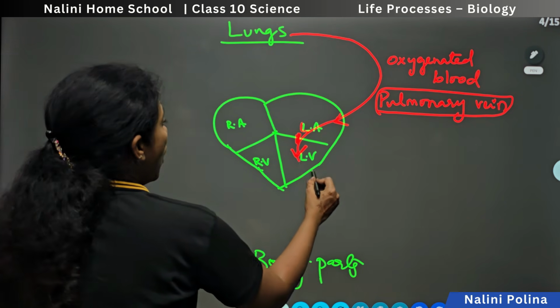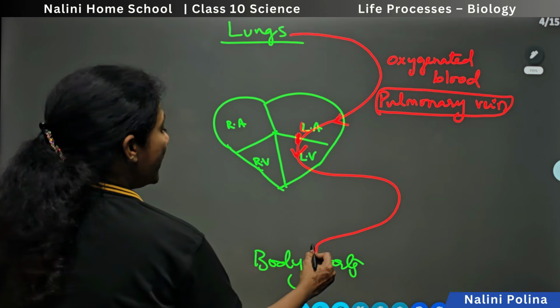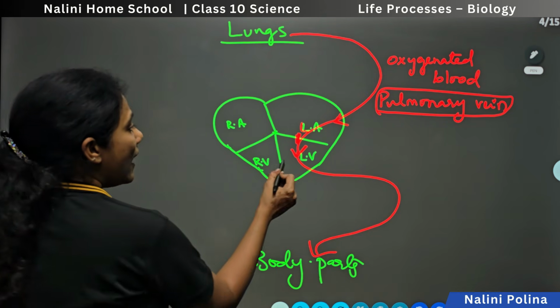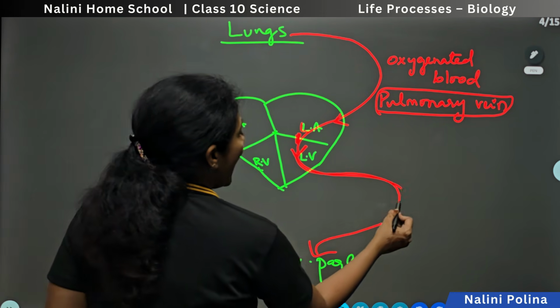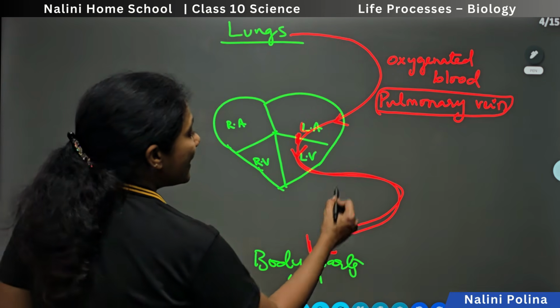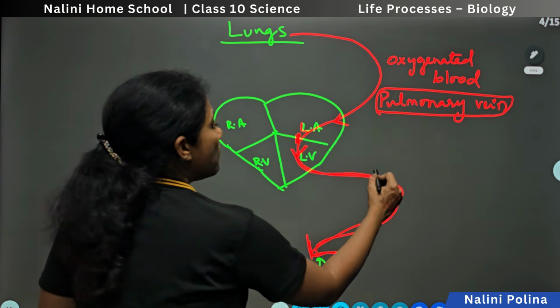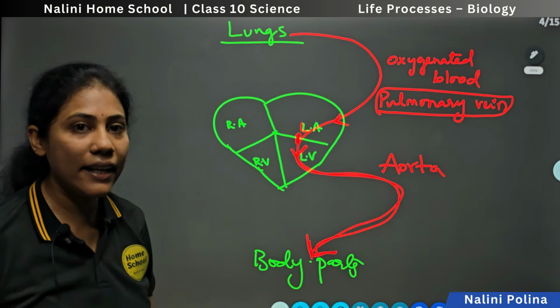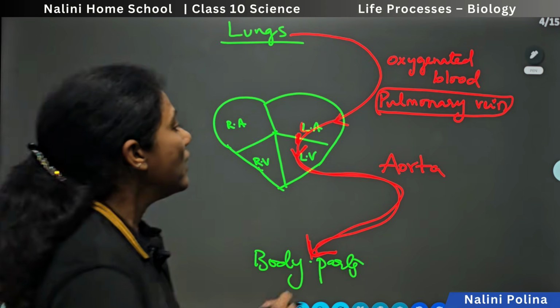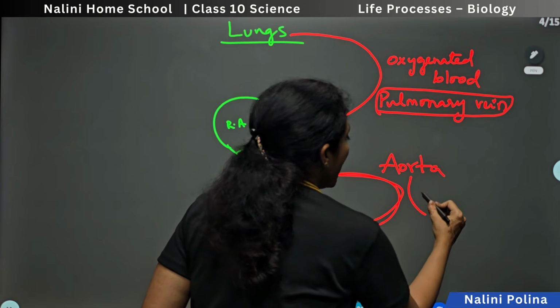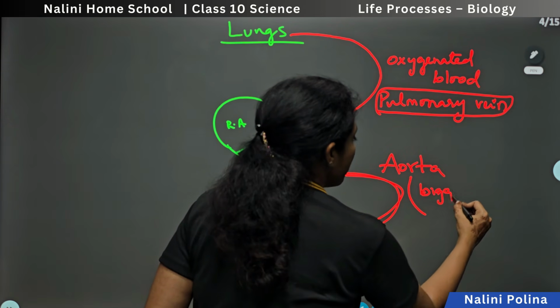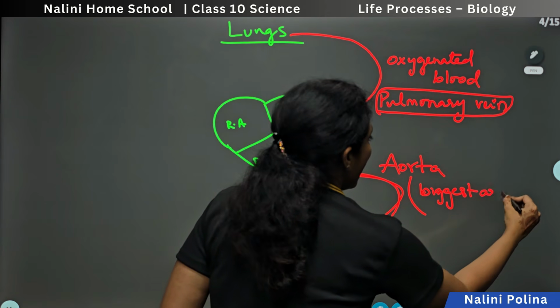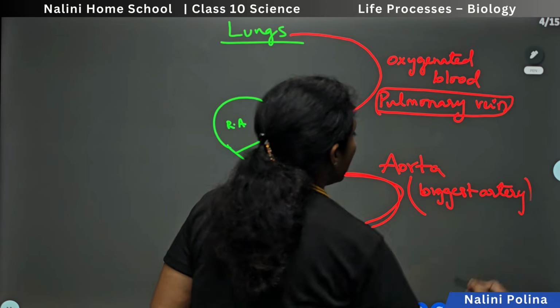Now from the left ventricle, all this blood is moving to all the body parts, and that will happen through the biggest artery pipe in our body, which is called the aorta. Okay, guys, very important. So what is the aorta? Aorta is the biggest artery. It is the biggest artery present in our body, guys.